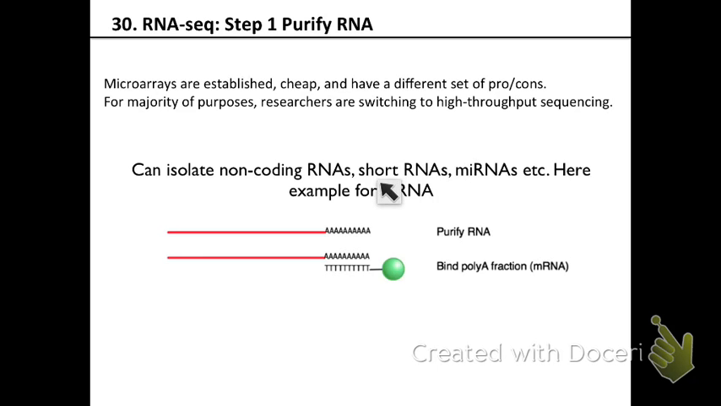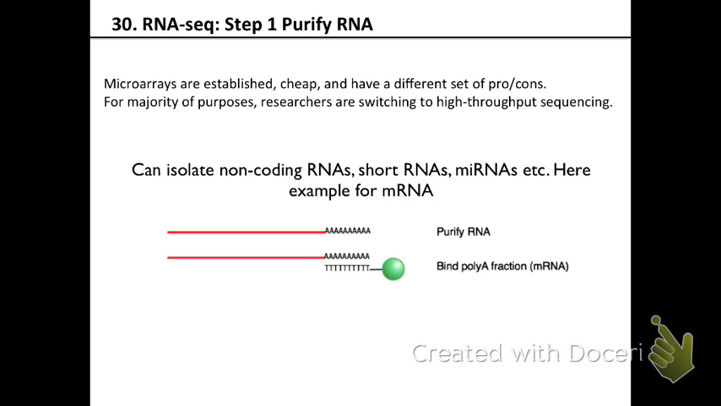So how do we do RNA-seq? What you do is you isolate the RNA from your sample. These RNAs can be non-coding RNAs, they could be mRNAs, they could be short RNAs, they could be siRNAs, they could be microRNAs, etc. In this example, I'm going to show you how we isolate and sequence mRNAs.